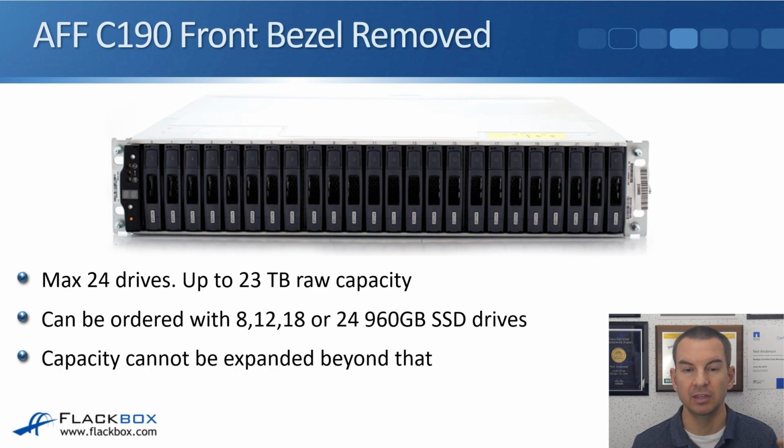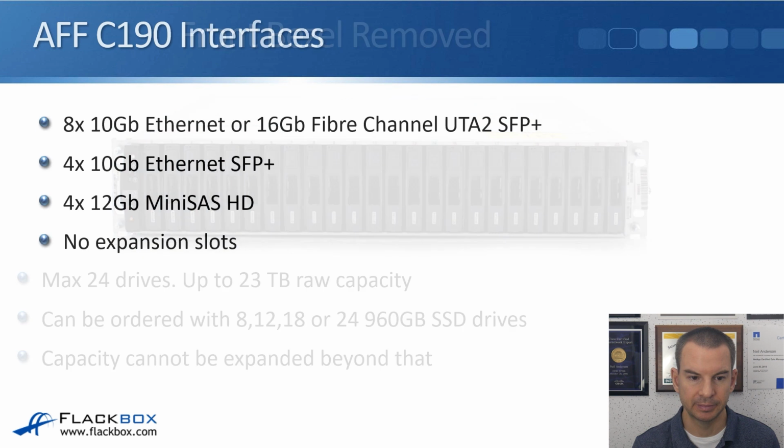Because it has the same chassis, it also has a maximum of 24 internal drives. It supports up to 23 terabytes of raw capacity. When you order it, you can order it with either 8, 12, 18, or 24 960 gigabyte SSD drives. And with the C190, the capacity cannot be expanded beyond that. So you can add additional controllers to your cluster, but the C190 does not take any additional external disks. It only supports the internal drives.